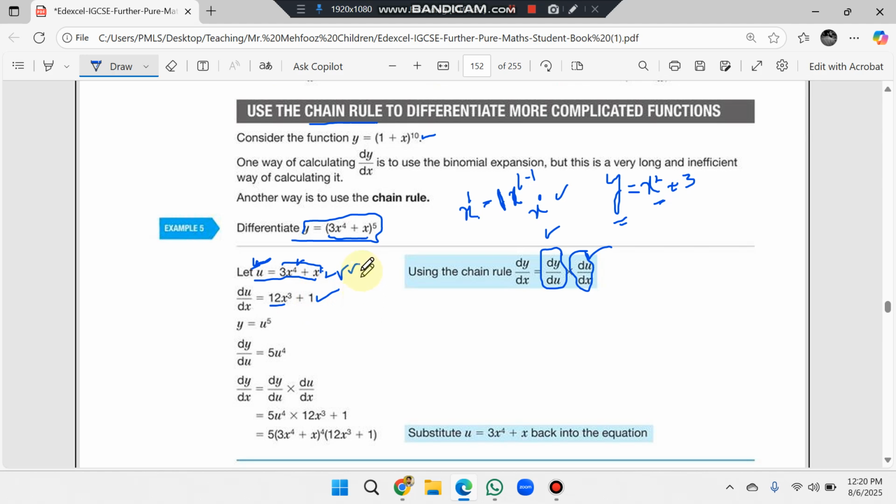Okay. Now we have found the value of du by dx. Now we have to find the value of dy by du. For finding the value of dy by du, we just put the value of u into your question. So you can see that your equation becomes y is equal to u raised to the power 5.